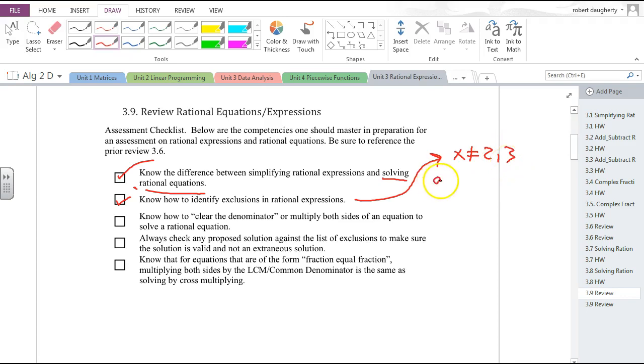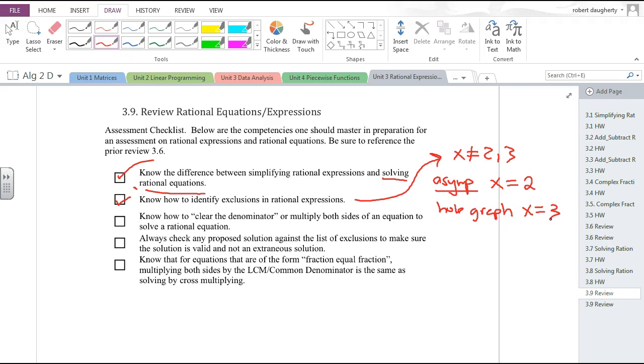If I'm writing a vertical asymptote, I might write that x equal 2 is the vertical asymptote, or if I had a hole in the graph, that might be written as x equal 3. Remember the difference: the exclusion is what x cannot be equal to. The asymptote and the hole in the graph show you where x is for that occurrence.